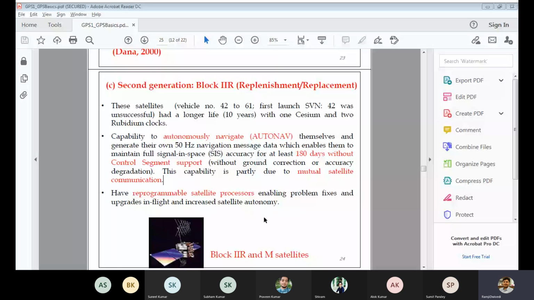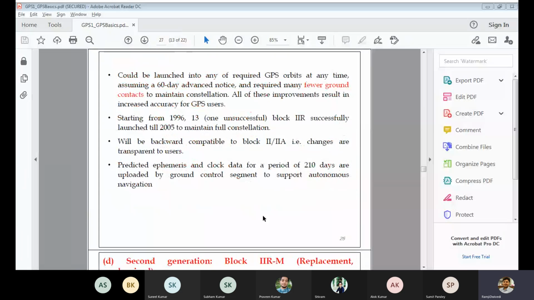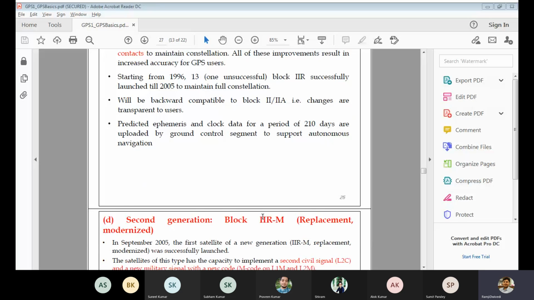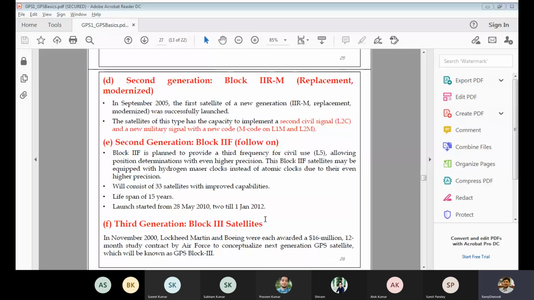This capability is partly due to mutual satellite communication, and they have reprogrammable satellite processors. They could work for a period of 210 days, that means 210 days, without any further support from the ground segment. And these are the three different segments where you have the third generation, which is the Block IIIF satellites, and the second generation follow-on, Block IIR and IIF.